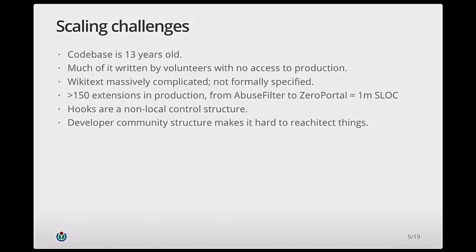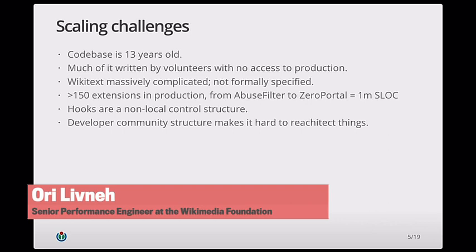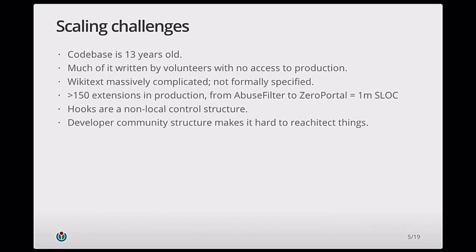Wikitext itself, which is the markup language in which you write articles on Wikipedia, is massively complicated and not formally specified. It started out with the design goal of being a simpler alternative to HTML. I would argue that it's now actually substantially more complicated. The hook system that I mentioned earlier allows extensions to actually extend the parser by providing new types of language constructs, which is something that's utilized quite heavily. And the parser itself is implemented via a small army of regular expressions.